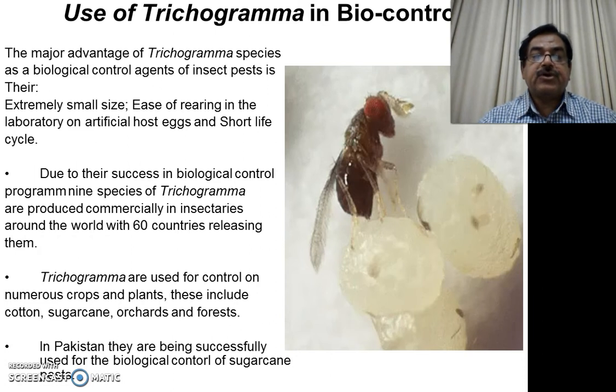Trichogramma are used for control on numerous crops and plants. These include cotton, sugarcane, orchards, and forests. In Pakistan, they are being successfully used for the biological control of sugarcane pests.